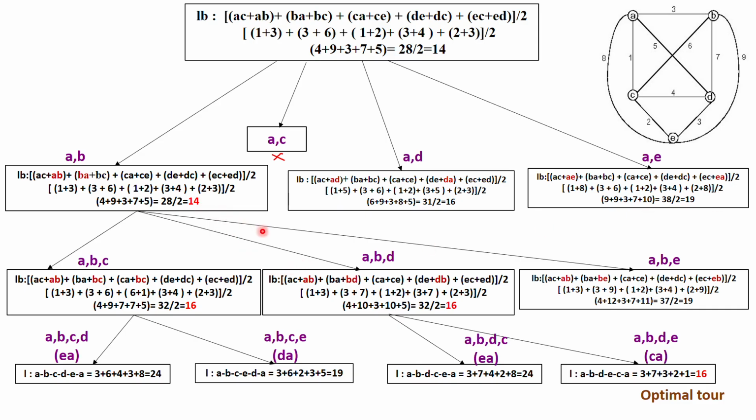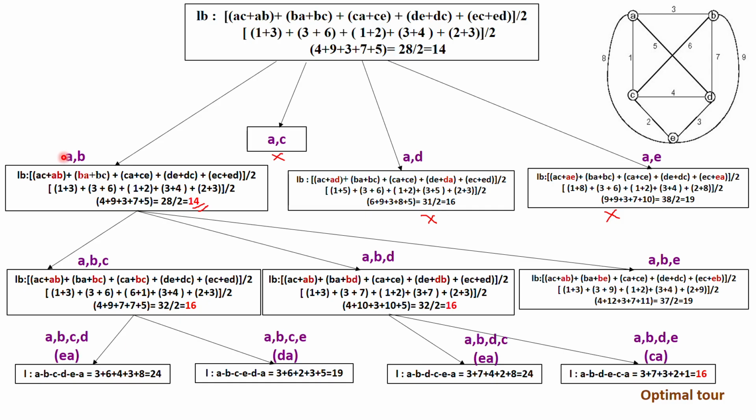check. Okay. So which one has the lowest LB here? 14, 16 and 19. What is the lowest? 14. So then I am not considering this one and I am not considering this one. Now I am considering only this part and I'll continue with the next part.